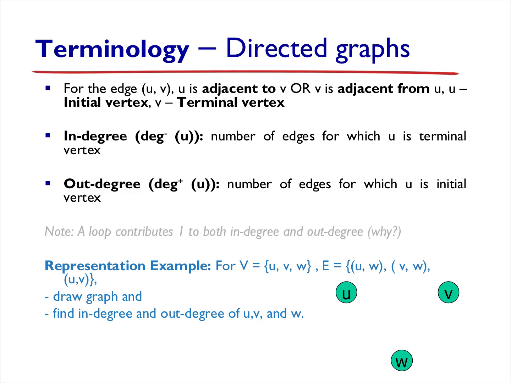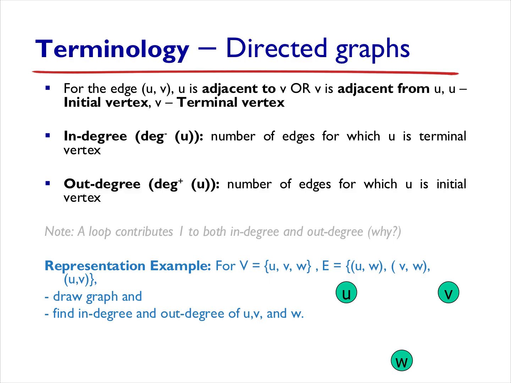One is the in degree, represented by a big degree symbol with a small minus up there. This is the number of edges that terminate at U, coming into U. It's called the in degree, represented by degree minus. The other one is the out degree. This is the number of directed edges that are leaving, initiating from U.